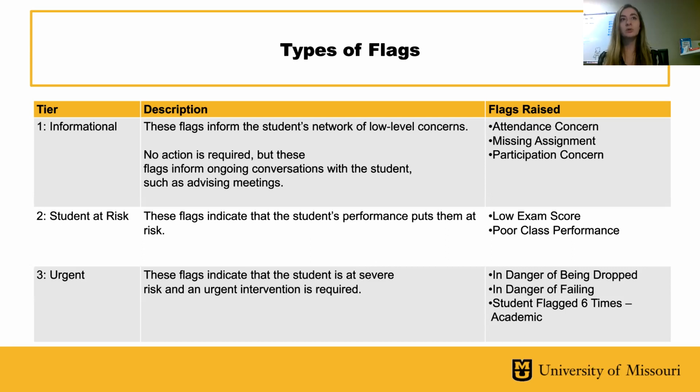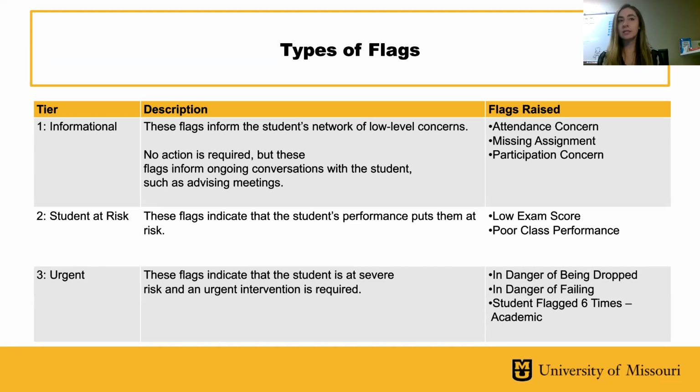And then we have tier 2, which is student at risk. And this is classified as low exam score or poor class performance. And then we also have our more urgent flags. So this is in danger of failing, in danger of being dropped, and student flag 6 times.